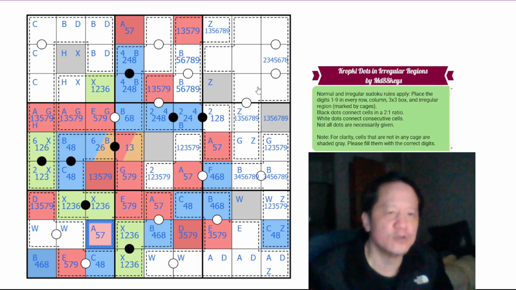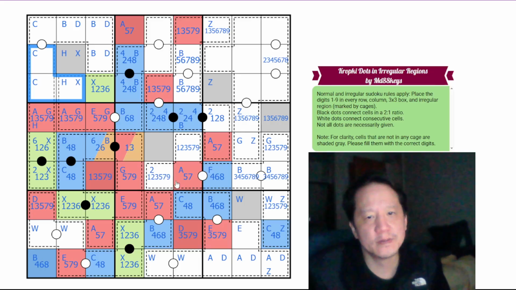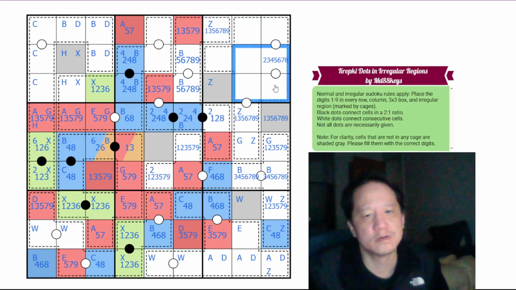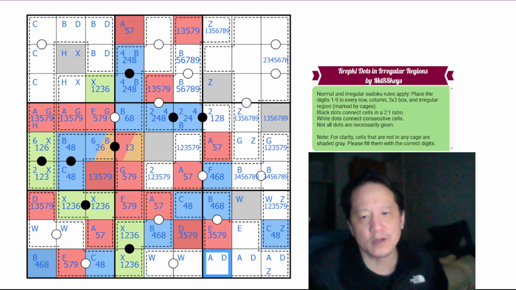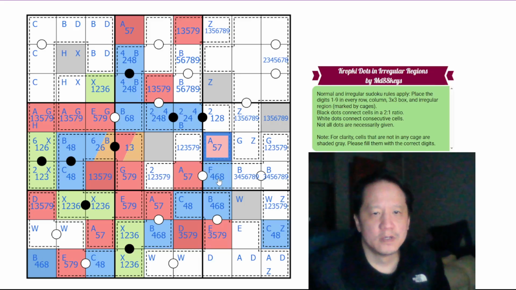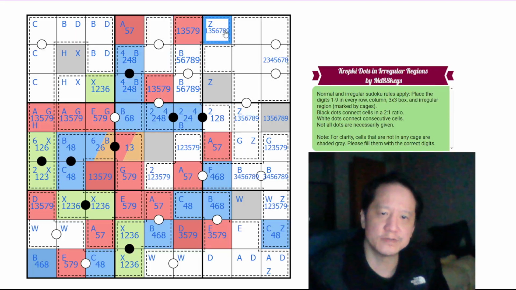Yeah, so A could be one of these 3. A is not here. So A can't be here, here. A is one of these four. This can't be A. These four cells must match these four cells.